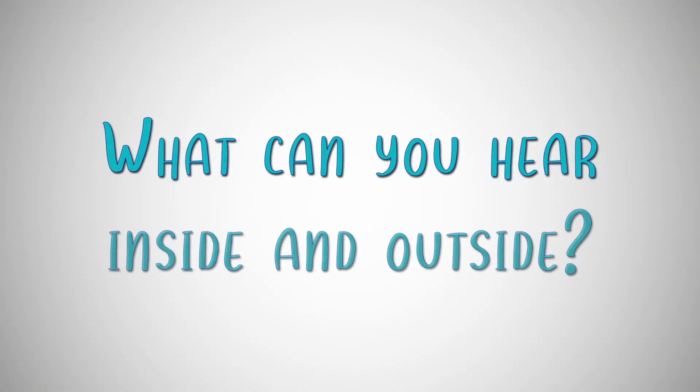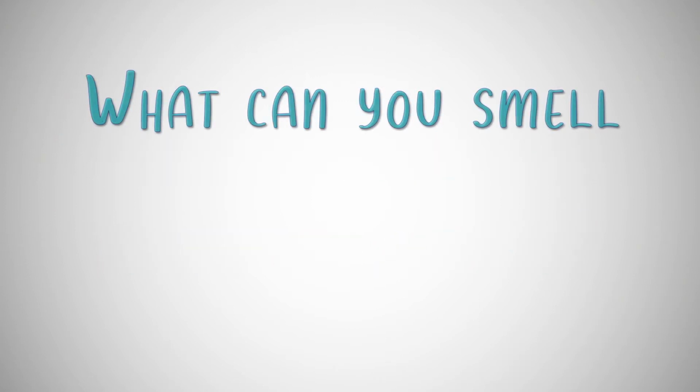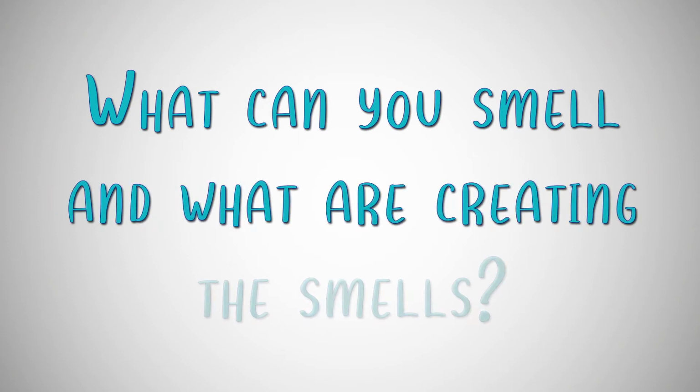Now move onto objects and items. Choose some objects that indicate the type of room, store or office it is. Now start adding the other 4 senses: hearing, touch, smell and taste. What can you hear inside and outside this place? What can you smell and what are creating the smells?